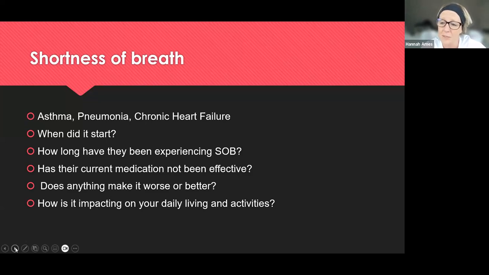Have your current medications been effective or not effective? Does anything make it worse or better? So seeing if there's a trigger for that. And then, how is this shortness of breath impacting on your daily living and activities? They might say they're finding it really difficult to mobilize around the house because they're really breathless due to chronic heart failure. So that can lead you into another area to talk about in terms of mobility. So you want to pick up on one or two really key, relevant physical complaints of the patient by looking at their history and from your assessment.